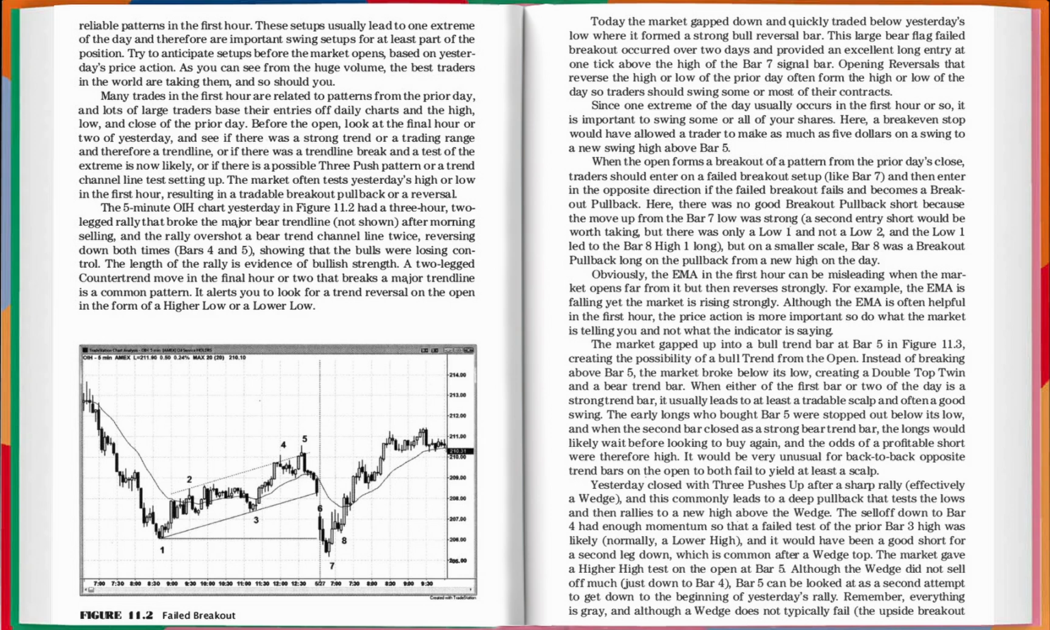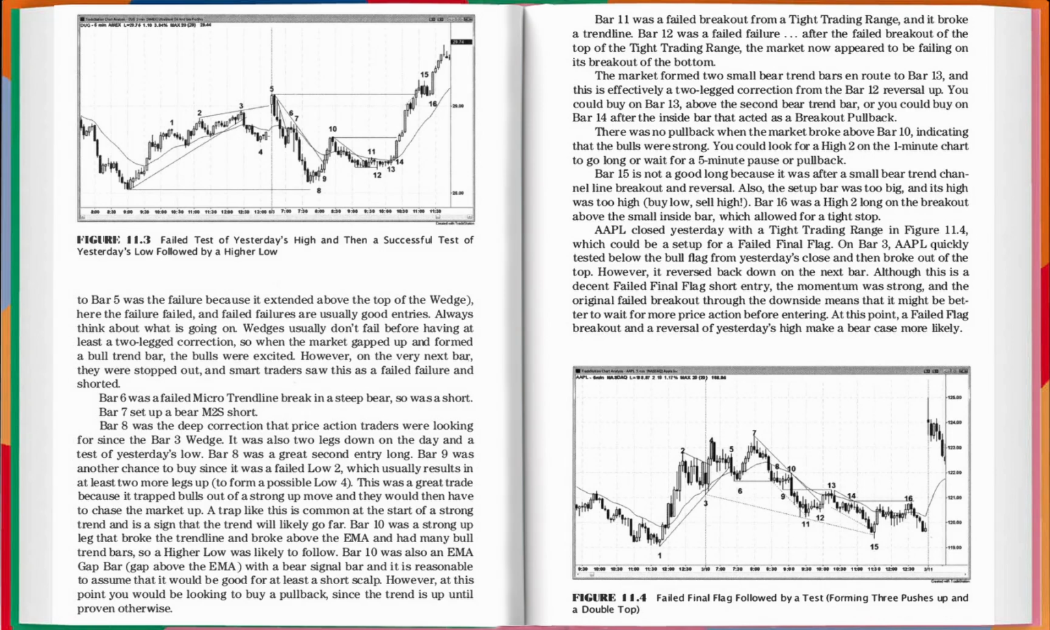Remember, everything is gray, and although a wedge does not typically fail, the upside breakout to bar 5 was the failure because it extended above the top of the wedge. Here the failure failed, and failed failures are usually good entries. Always think about what is going on. Wedges usually don't fail before having at least a 2-legged correction, so when the market gapped up and formed a bull trend bar, the bulls were excited. However, on the very next bar they were stopped out, and smart traders saw this as a failed failure and shorted. Bar 6 was a failed micro trend line break in a steep bear, so was a short.